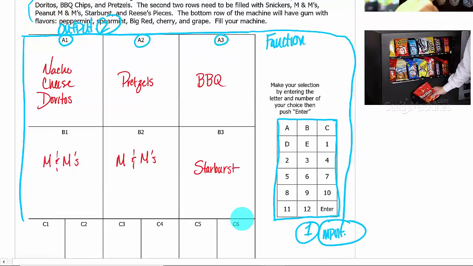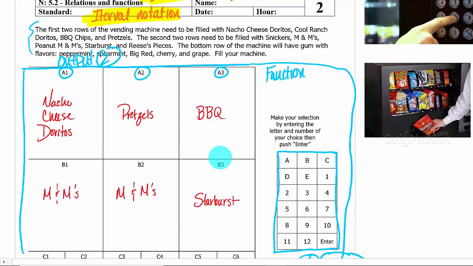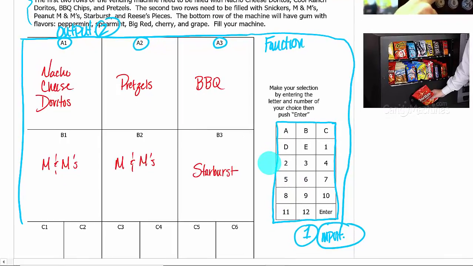The way a vending machine works is I go up there and I put my money in. Let's pretend that my money's already in this vending machine, and then I look at the keypad and decide what particular snack I want to get out. We can fill this with whatever we want, and if we were in class, we'd all vote on what to put in here. So I put in nacho cheese Doritos, pretzels, barbecue chips, M&Ms, and some Starburst. So a pretty standard looking vending machine.